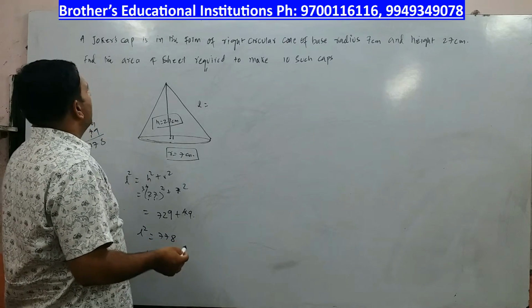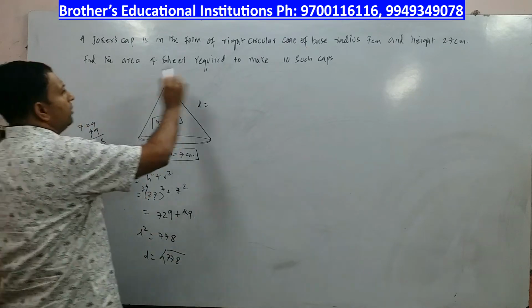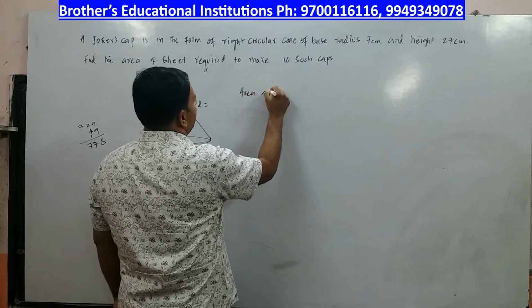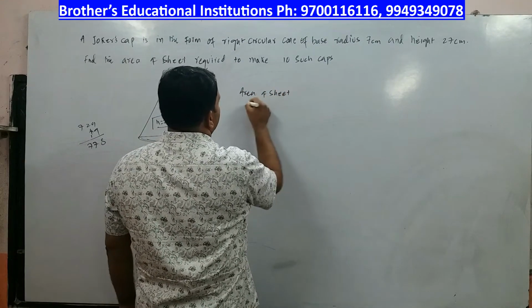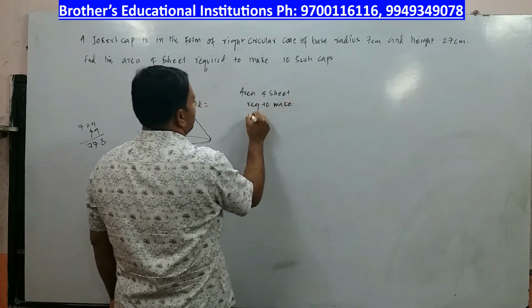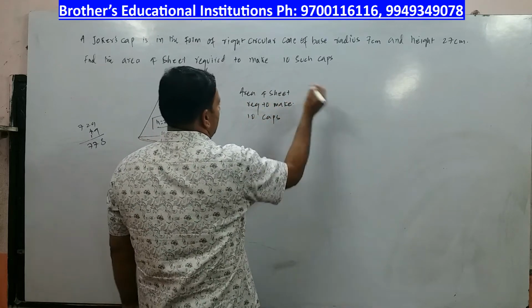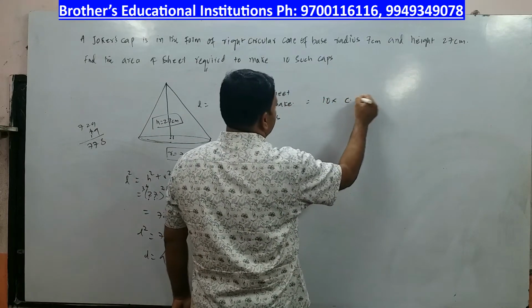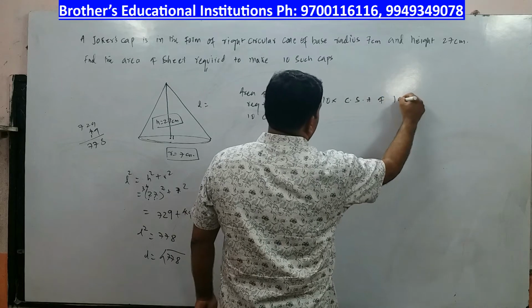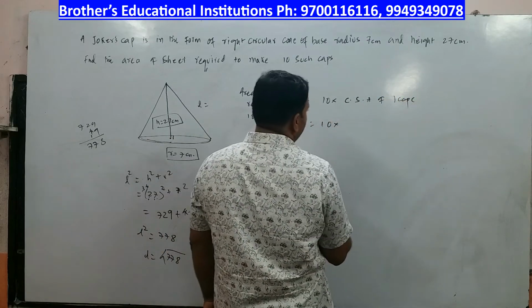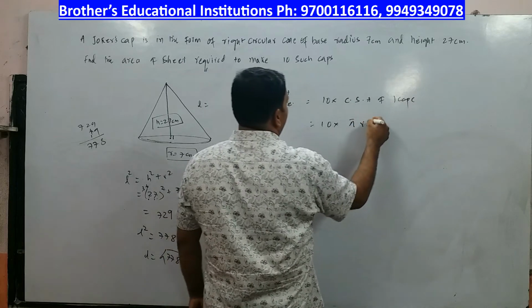Now what is the question asked? Find the area of sheet required to make such 10 caps. So I'll say the area of sheet required to make 10 caps is equal to 10 into the curved surface area of one cap. Is it not? So it is 10 into, what is the curved surface area of one cap formula? It is pi r L.